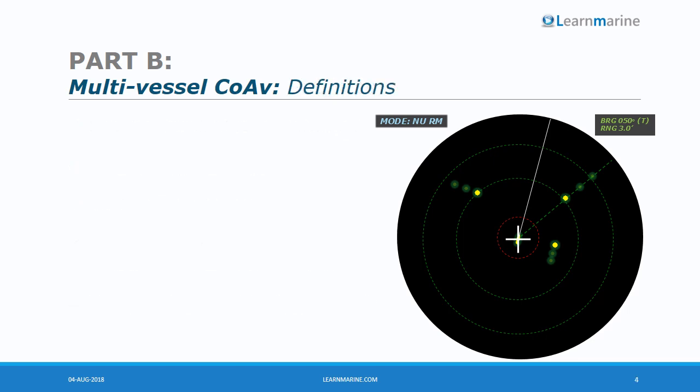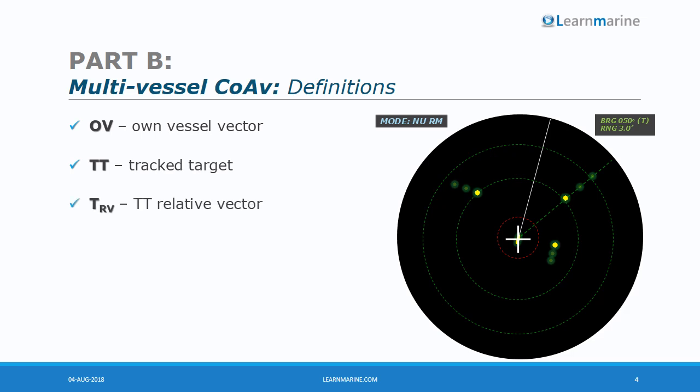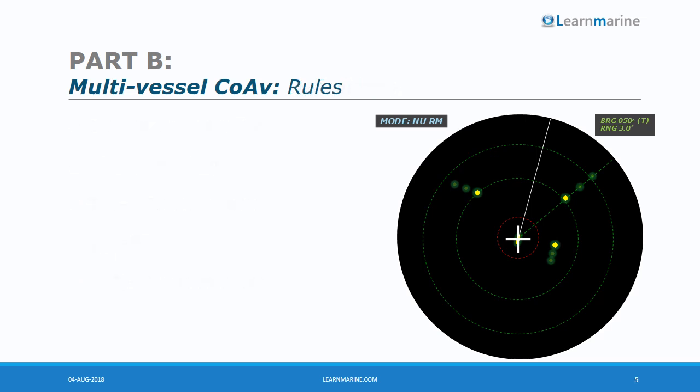The following acronyms are used in this chapter. OV, own vessel vector. TT, tracked target. TRV, tracked target relative vector. TTV, tracked target true vector. BCR, bow cross range.